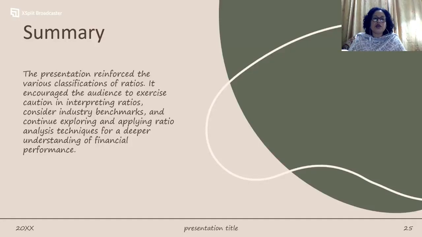Total summary of this presentation, it reinforces the various classification of the ratios. It encourages the audience to exercise caution in interpreting the ratios, consider industry benchmarks, and continuously explore and apply ratio analysis techniques for a deeper understanding of financial performance.